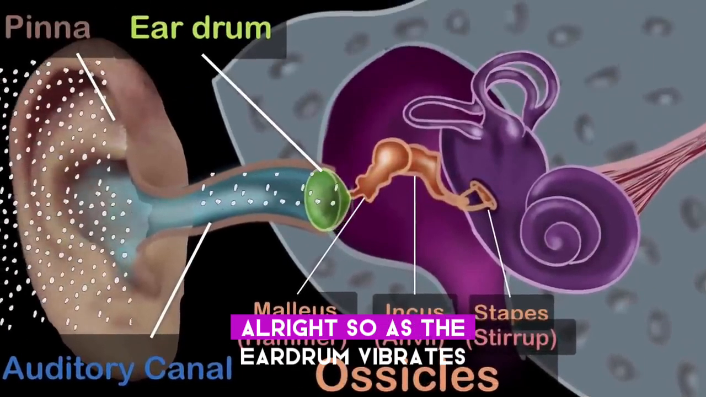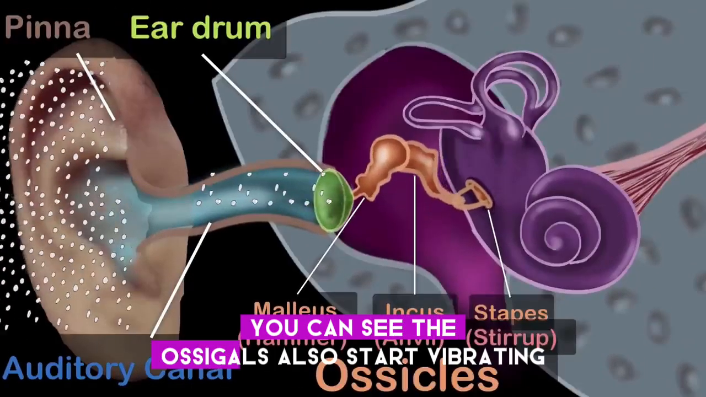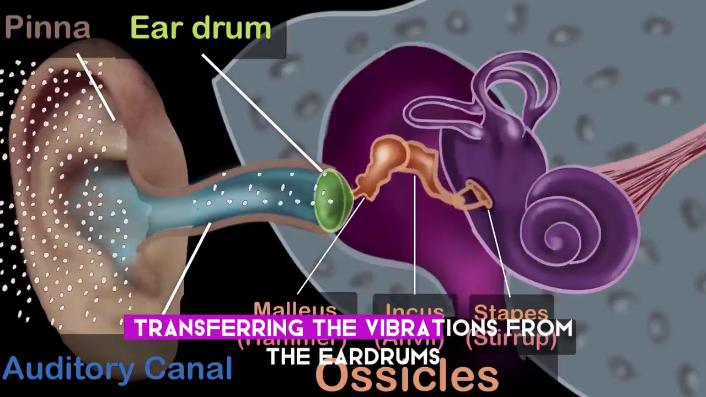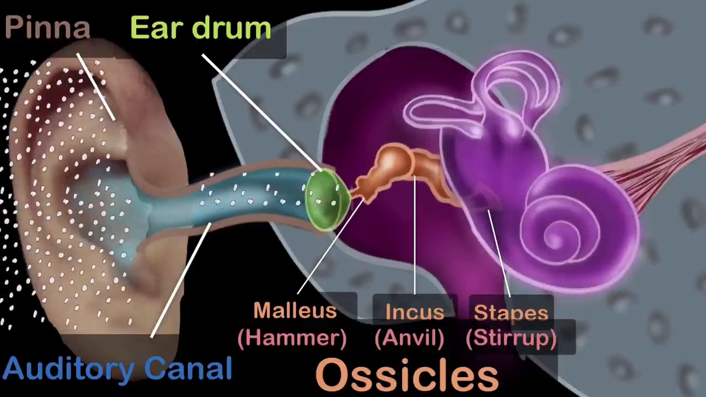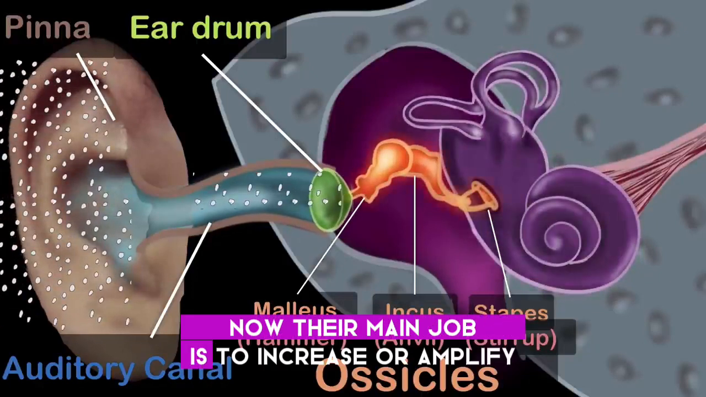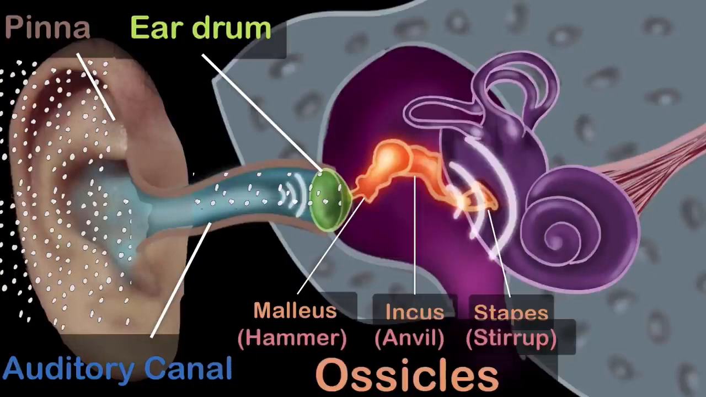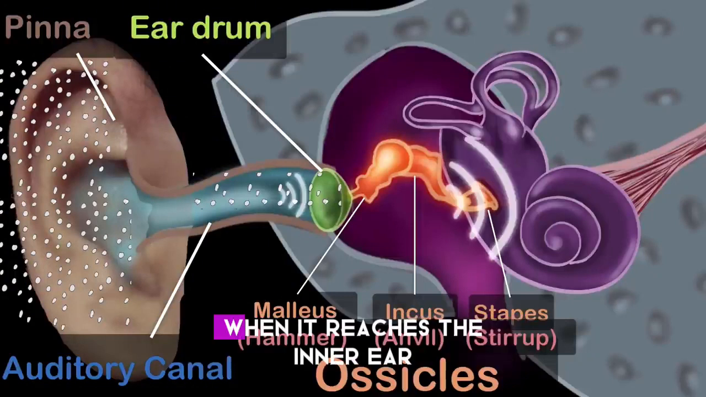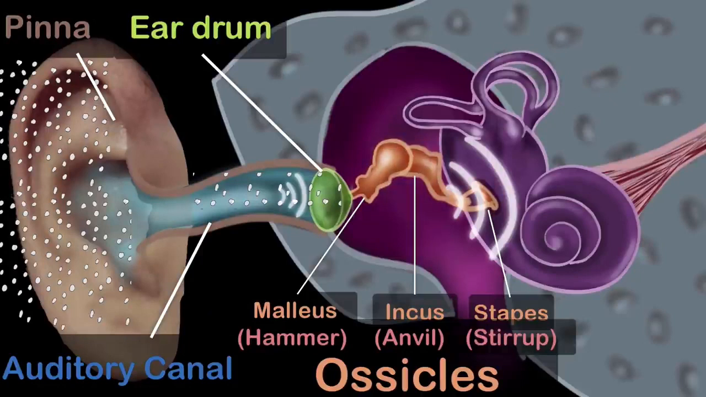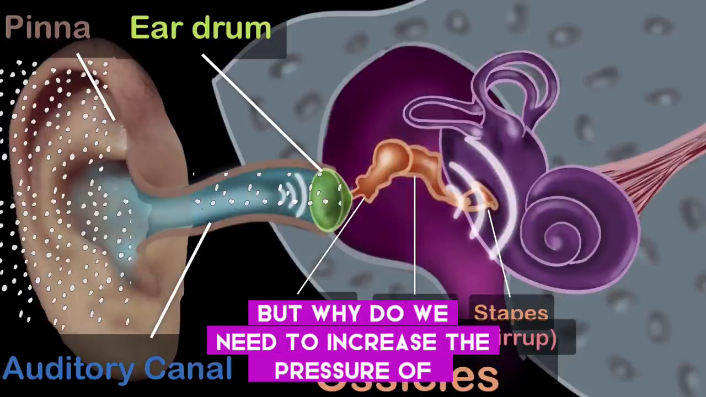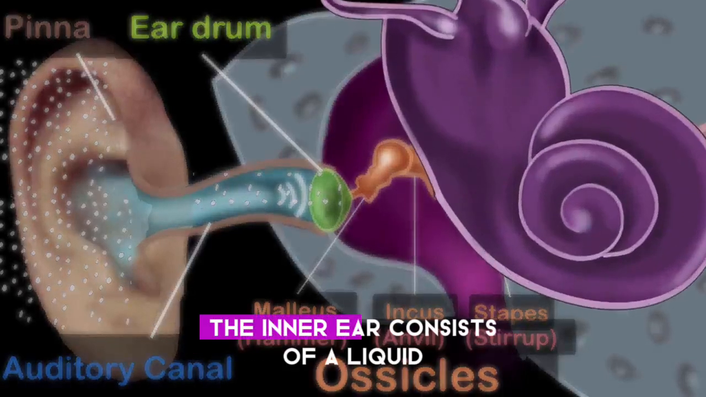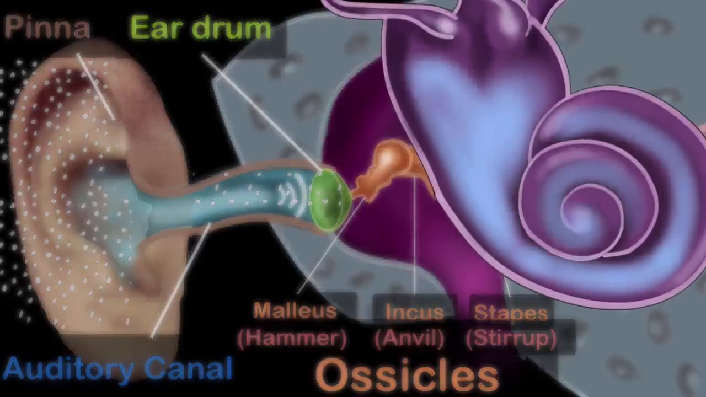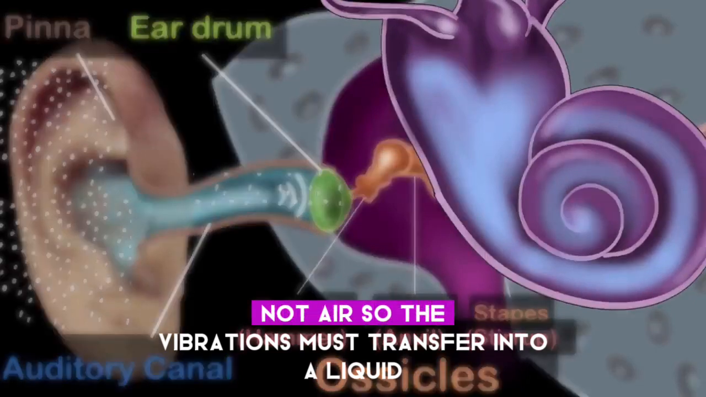Alright, so as the eardrum vibrates, you can see the ossicles also start vibrating, transferring the vibrations from the eardrum to the inner ear. Now their main job is to increase or amplify the pressure of the sound waves when it reaches the inner ear. But why do we need to increase the pressure of the sound waves? Because as we will see, the inner ear consists of a liquid, not air. So the vibrations must transfer into a liquid.